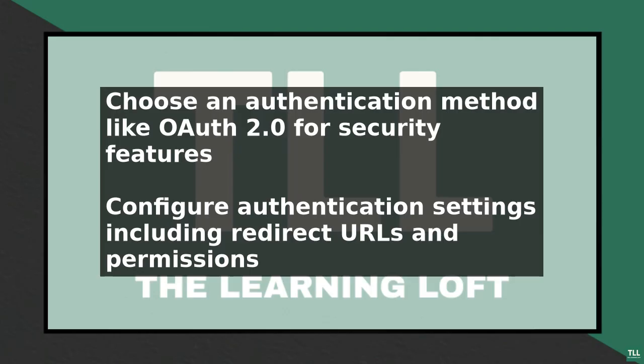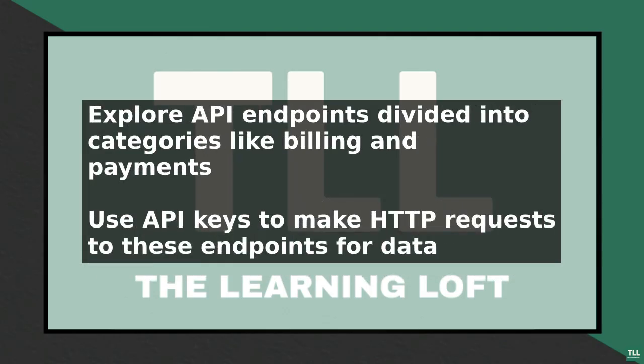Then, explore the API endpoints, which are divided into categories such as billing, payments, and vendors. Use the API keys to make HTTP requests to these endpoints, retrieving or sending data as needed. For example, use the Get API v3 Invoices endpoint to fetch a list of invoices or the Post API v3 Payments endpoint to create a new payment.